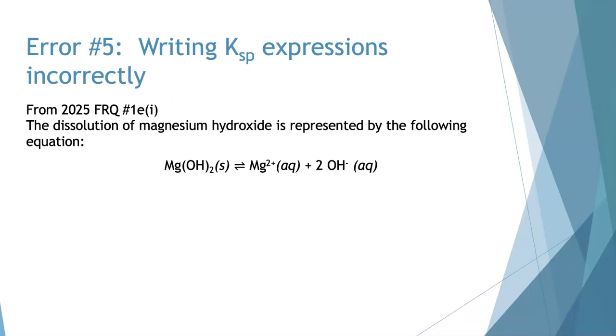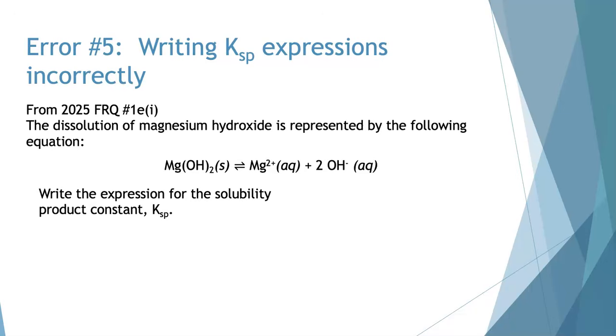And then we can talk about how to write Ksp expressions. This was, again, an issue. So we're still really working through 2025, question number 1. The dissolution of magnesium hydroxide is represented by the following equation. So I have magnesium hydroxide, a solid, dissociating to form magnesium ions and hydroxide ions in solution. Just a Keq expression, a particular situation, right?